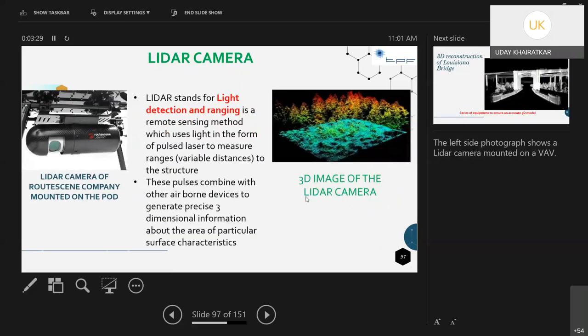LiDAR stands for light detection and ranging. It's a remote sensing method which uses light in the form of a pulsed laser to measure ranges, which are variable distances, to the structure. These pulses combine with other airborne devices to generate precise three-dimensional information about the area and its surface characteristics. The left side photograph shows a LiDAR camera mounted on a UAV.